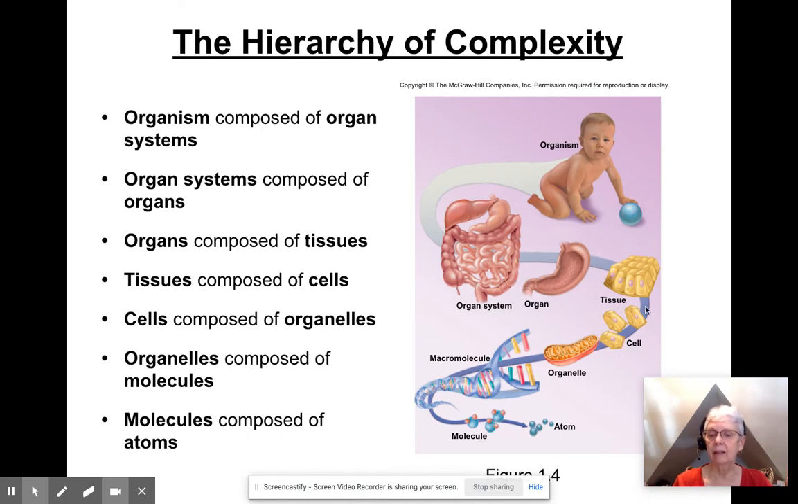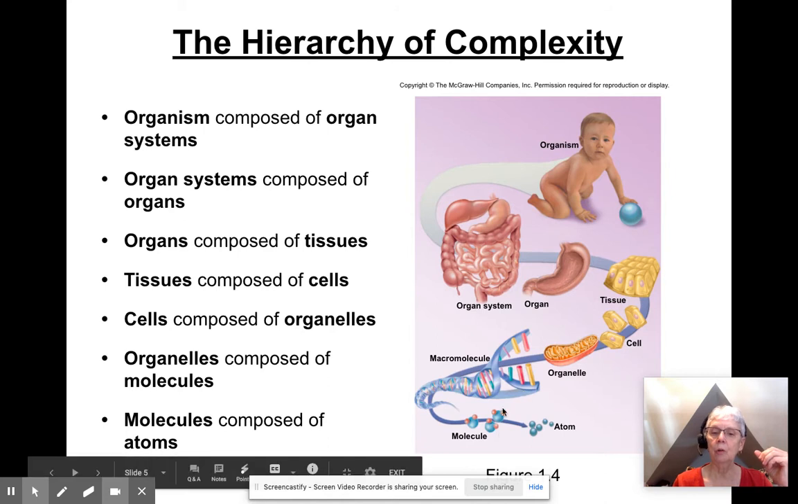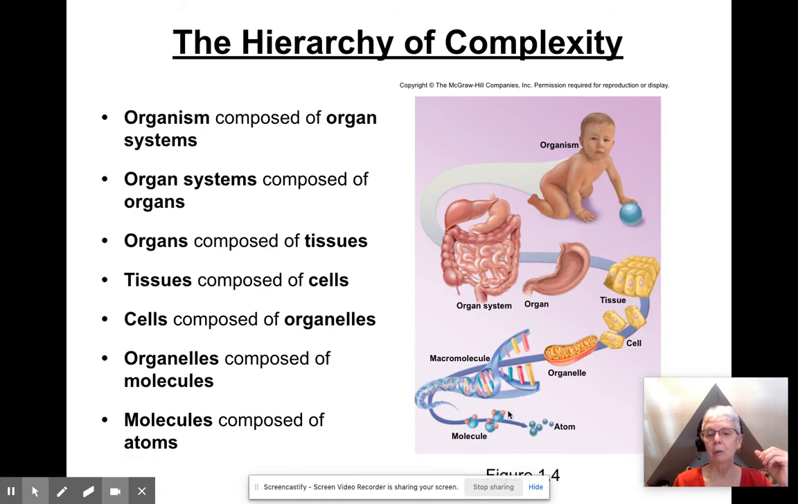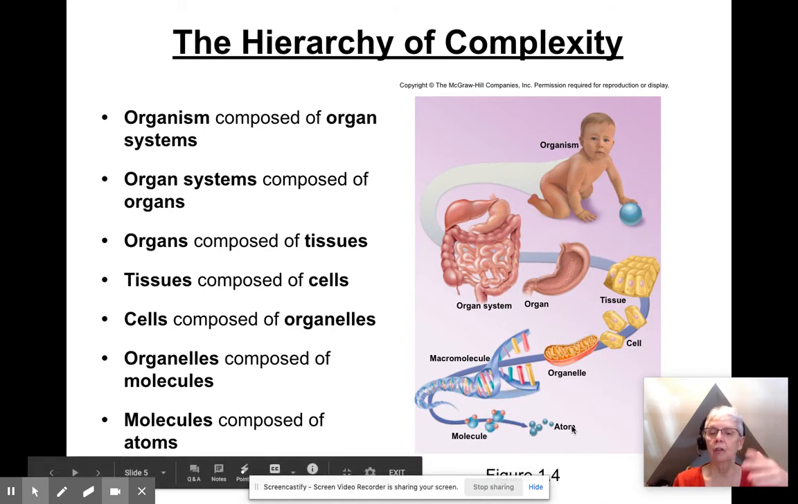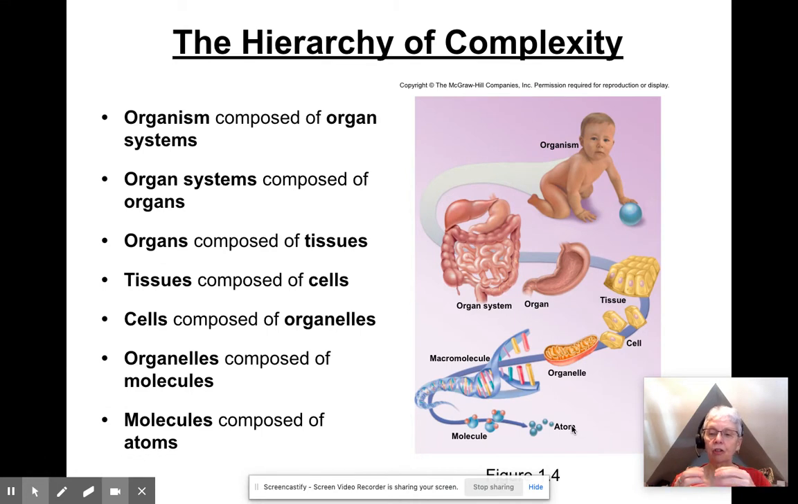So we'll look at cells. And then inside of each cell, you have organelles. These organelles are small, but they fit inside that cell. And then from the organelle, you go to a molecule, and then from a molecule to an atom. So if I was going in this hierarchy from largest to smallest, I would say organism, organ system, organ, tissue, cell, organelle, molecule, and then atom being the smallest part.